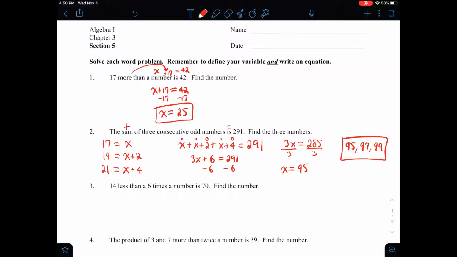I mean, you guys may not be impressed, but it is kind of cool that we can figure out any three random numbers like that and figure out what they're going to add up to, and we're going to find the three numbers that work.